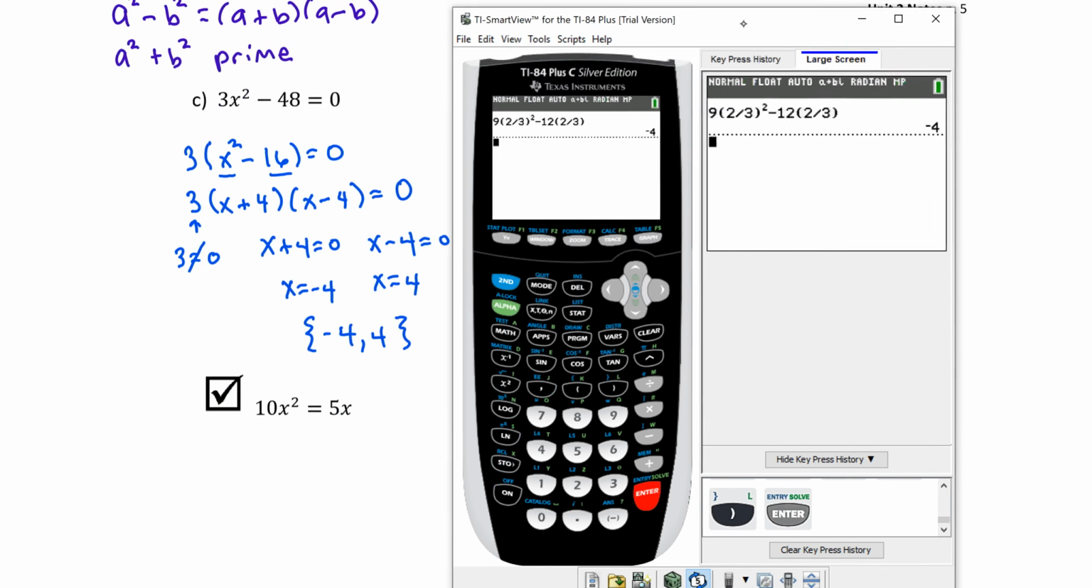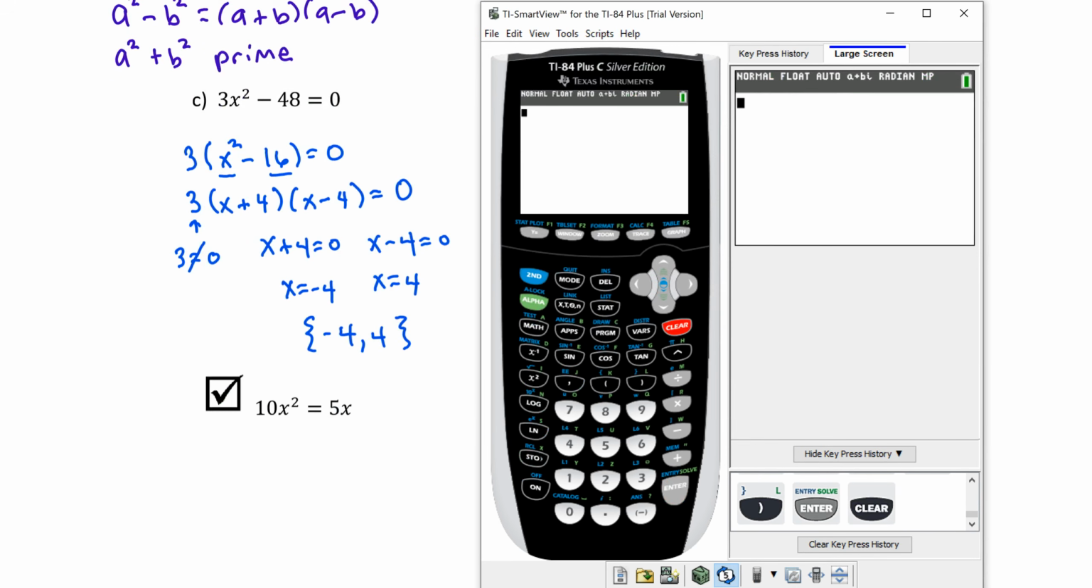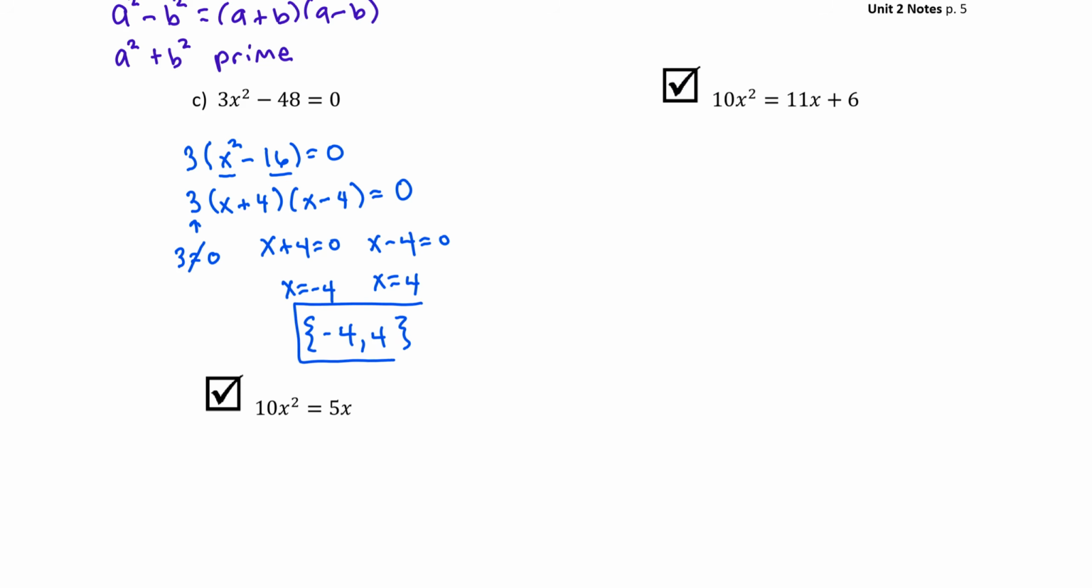Let's verify both of those with the calculator. Build the discipline to always check your work, whether you're just mentally evaluating it or actually typing it into your calculator, so you can always be confident you have the right answer. So plugging in 4 gave us 0. Let's check -4 as well. And both solutions give us a balanced equation. So we know that we ended up with the right answer.